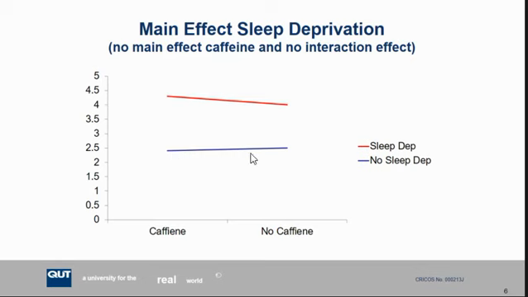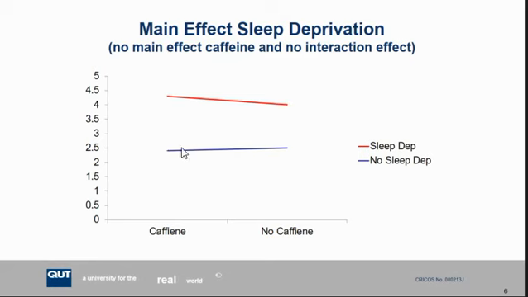There has been an effect of sleep deprivation. There's a large gap between the lines representing the people in the sleep deprivation condition and those in the non-sleep deprivation condition. So sleep deprivation has had an effect, but the lines are both parallel. This is the effect of caffeine travelling across this way, and whether they received caffeine or not didn't really have an effect on their scores on the dependent variable. So this graph would be an example of a main effect of sleep deprivation. You see the gap between the lines.